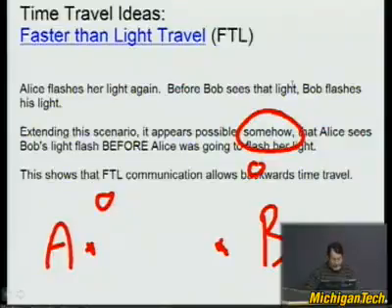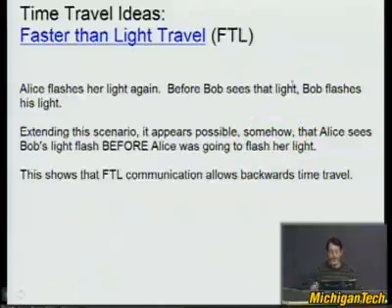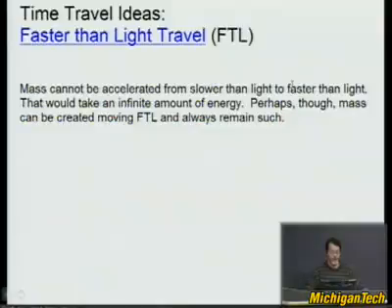So anyway, since this is thought to have happened, this shows that, assuming that faster than light communication allows backwards travel in time, because Alice could then see a flash from Bob before she flashed hers. So she got a communication from Bob saying that she flashed her light before she flashed her light. So that's traveling back in time. So that's the basis for faster than light travel being connected to backwards time travel. Mass, however, you cannot take.